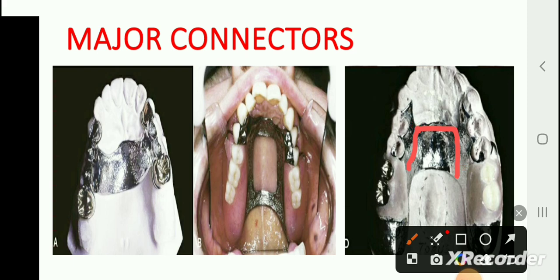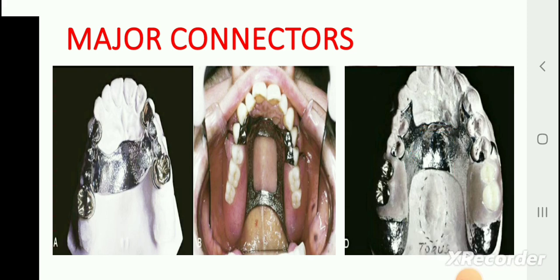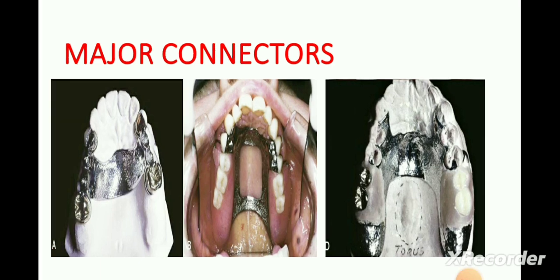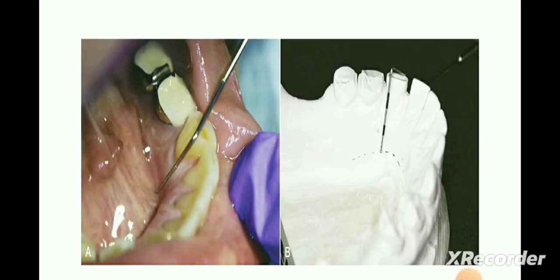And next point, there should be a minimum vertical space of 8 mm between the tissue of the floor of the mouth and the gingival margin of the teeth to use a lingual bar. See this picture. There should be a minimum vertical space of 8 mm.